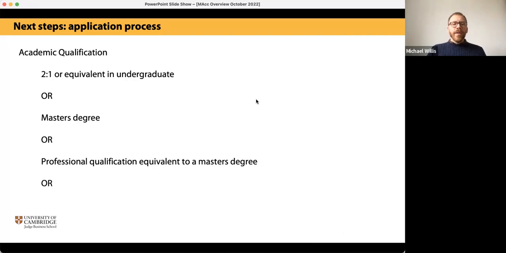And then in some cases, when a student may not have completed an undergraduate degree with a 2-1 or does not have a master's degree or a professional qualification, they might need to take the GMAT or the Executive Assessment and reach a threshold score in that regard. So these are the ways in which an applicant can demonstrate academic qualification.